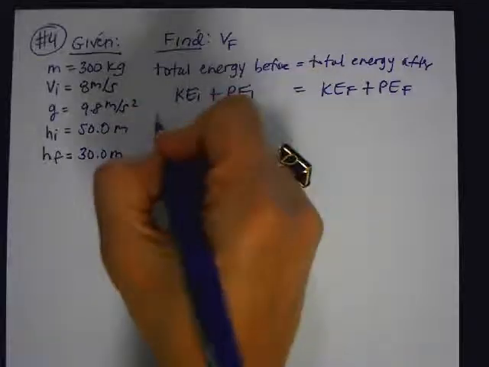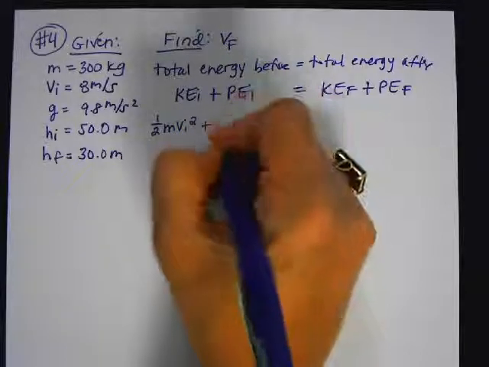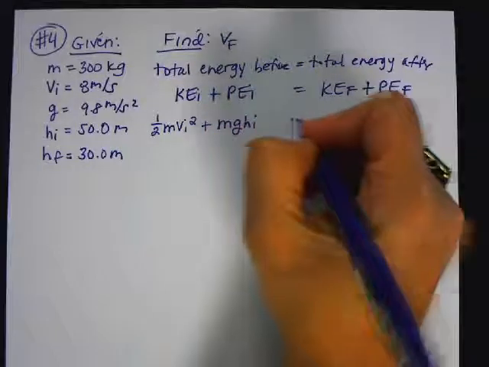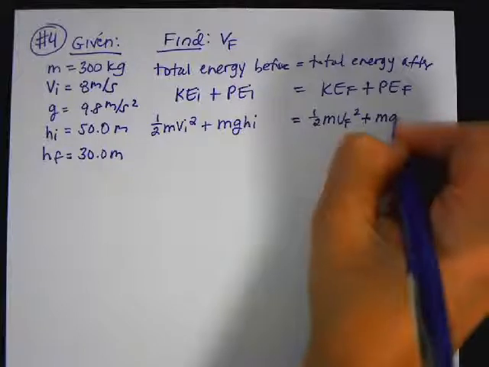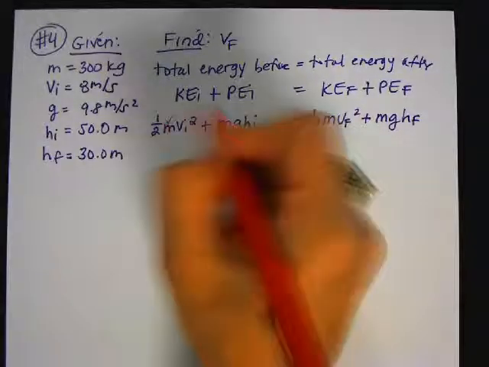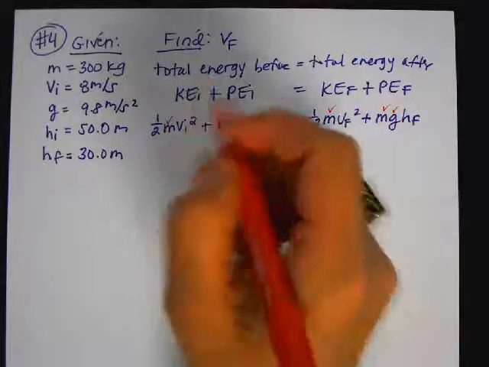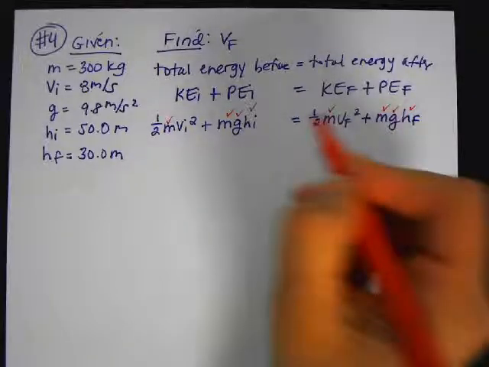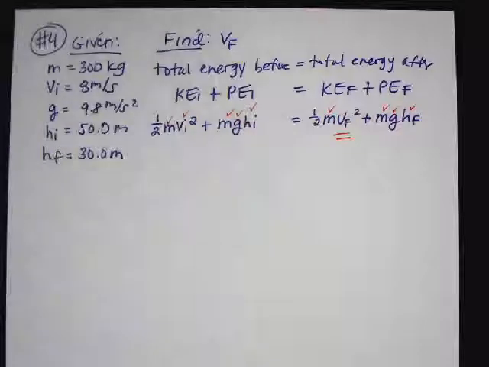Nothing is zero. So now we're going to expand this, and we're going to say kinetic energy is 1/2 mv squared, but it's 1/2 mvi squared, plus the potential energy, which is mghi, and this is equal to 1/2 mvf squared plus mghf. Now when we look at this, we see that we have the mass, we have gravity, we have hi, we have hf, and we have vi. So actually our only unknown is vf.